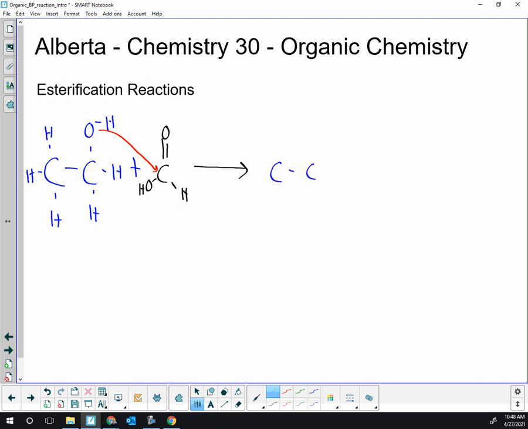So the blue is coming from the alcohol. It's a 2-carbon long alcohol, and that blue O is what makes the connection. All of the blue carbon to hydrogen bonds do not change. Okay. The blue O to H bond will be broken. Okay. And that's what allows the blue O to connect to the black C. And there will still be a double bonded O and an H.